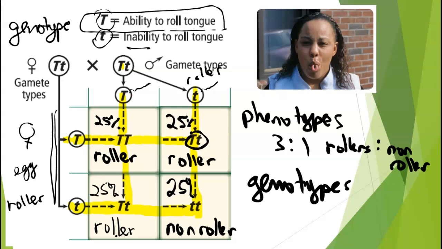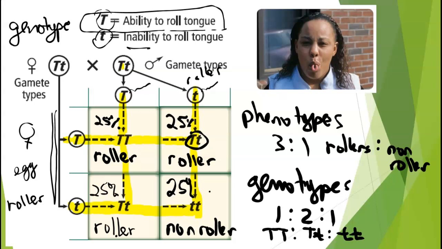Genotypes are a little bit different. Genotypes in a monohybrid cross give a 1 to 2 to 1 ratio because you have 1 big T T to 2 big T little t's. Remember, it doesn't matter which one came first in your Punnett square. The T always overpowers, so there are 2 of those, whether it's little t big T or big T little t, and there's only 1 non-roller, and that would be little t little t.